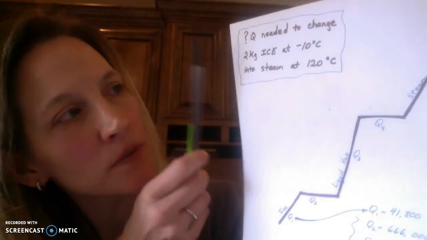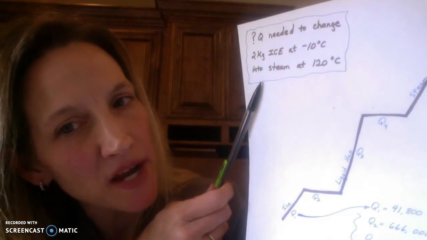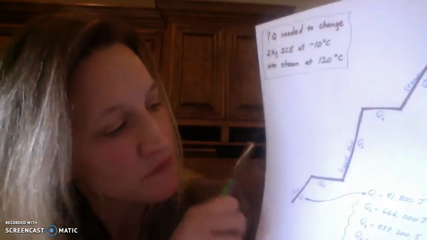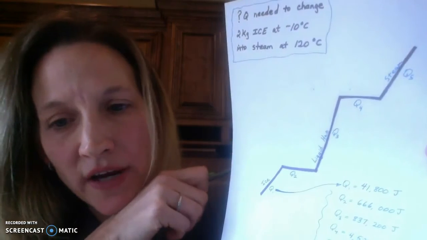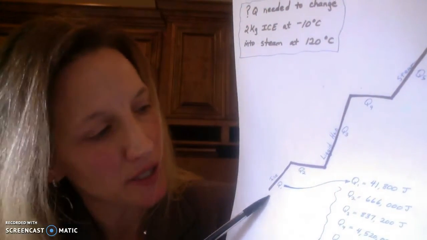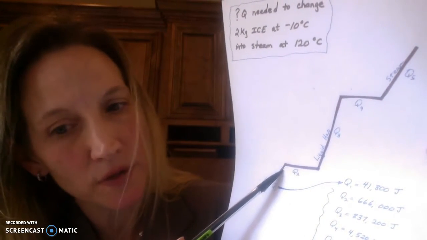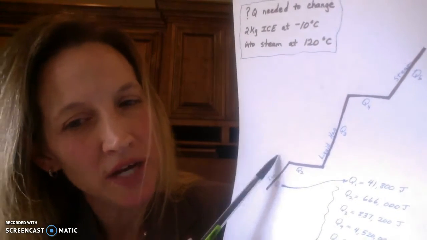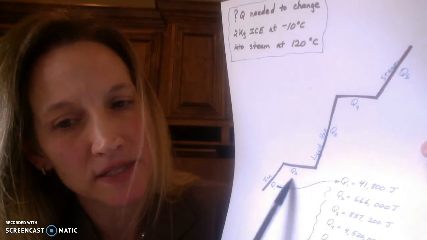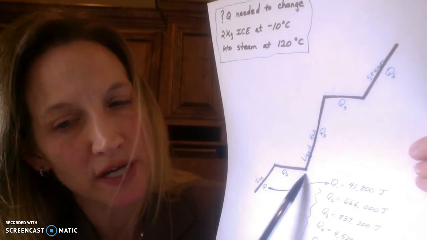My question again, what is the heat needed to change 2 kilograms of ice at -10 degrees into steam at 120? How much heat would that take? I would do a phase change diagram. I would explain to you that first you're going to start with your ice and you're going to get a little bit warmer. You're going to go up to 0 degrees. You've got to change your ice into liquid. That is a hidden heat. It doesn't change your temperature, it just changes your phase.